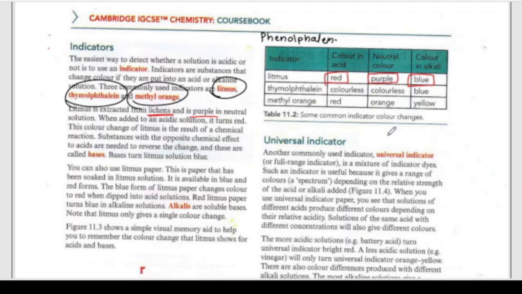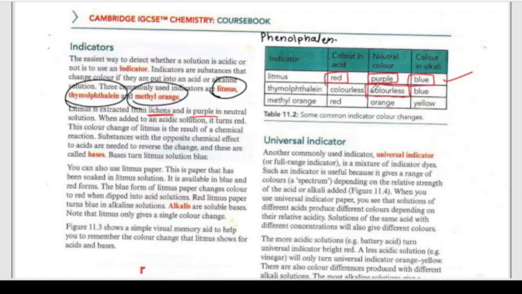Okay, so what is the color change in the litmus paper? From purple to red for acid, from purple to blue for alkali. Very important from exam point of view. Then thymolphthalein is another indicator that we have. Thymolphthalein doesn't have its own color, it is colorless when it is neutral in nature. When it is neutral, there is no color actually.